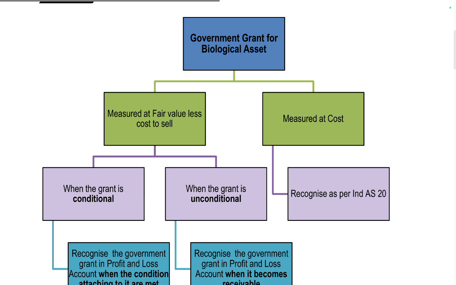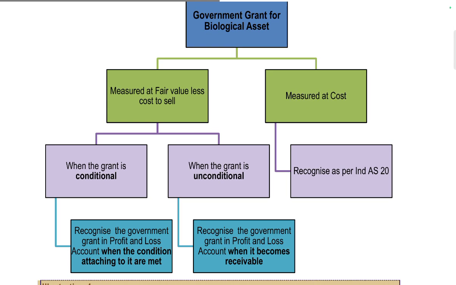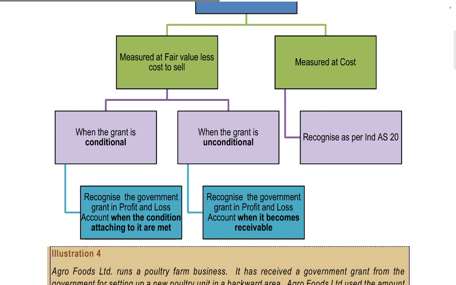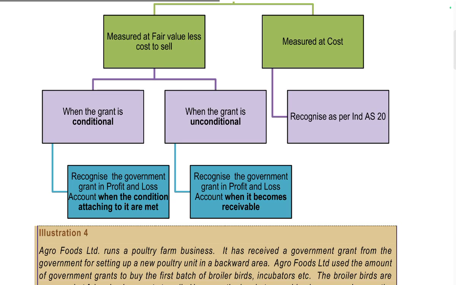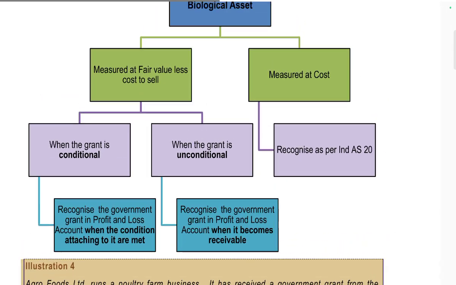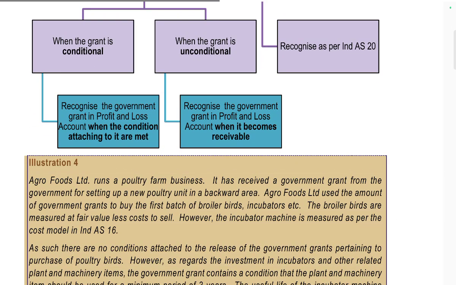Biological asset summary. When measuring at fair value less cost to sell and the grant is conditional, recognize the government grant in the profit and loss account when the conditions attached to it are met. When the grant is unconditional, recognize the government grant in the profit and loss account when it becomes receivable. When measured at cost, recognize as per Ind AS 20.